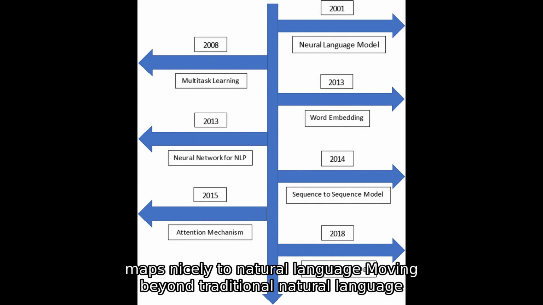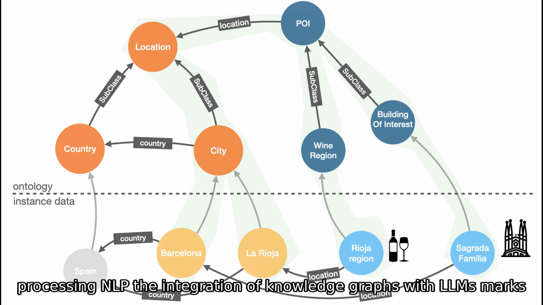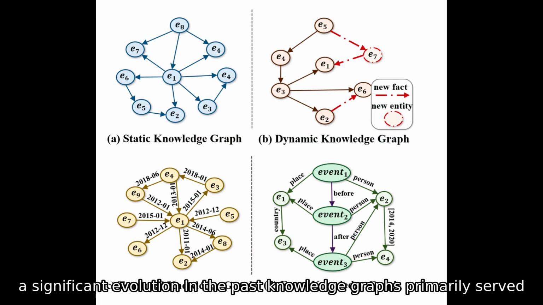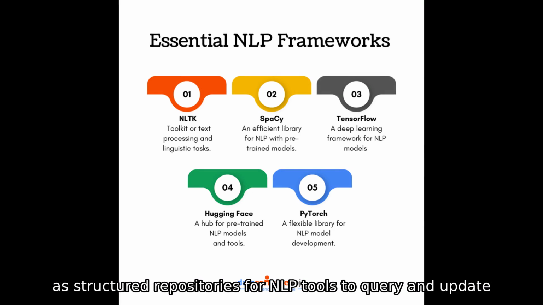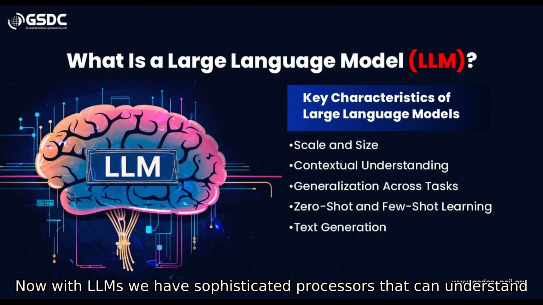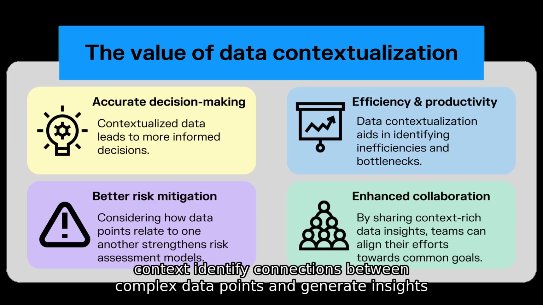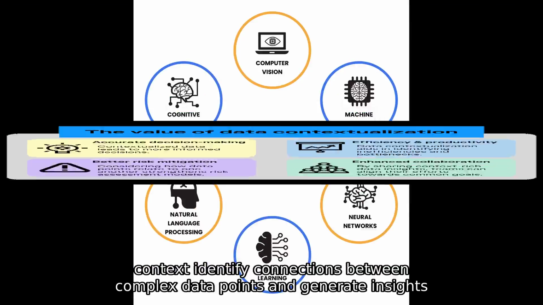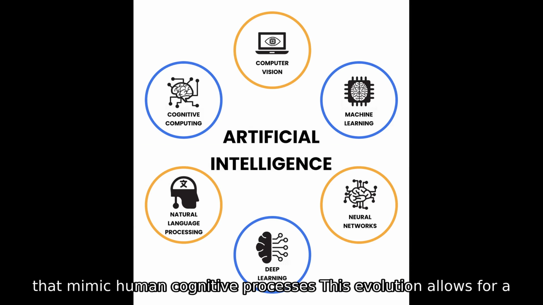Moving beyond traditional natural language processing, NLP, the integration of knowledge graphs with LLMs marks a significant evolution. In the past, knowledge graphs primarily served as structured repositories for NLP tools to query and update. Now, with LLMs, we have sophisticated processors that can understand context, identify connections between complex data points, and generate insights that mimic human cognitive processes.